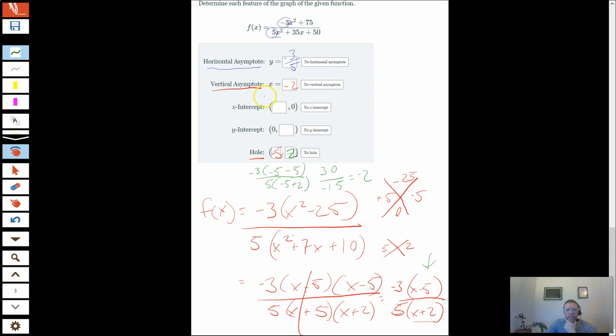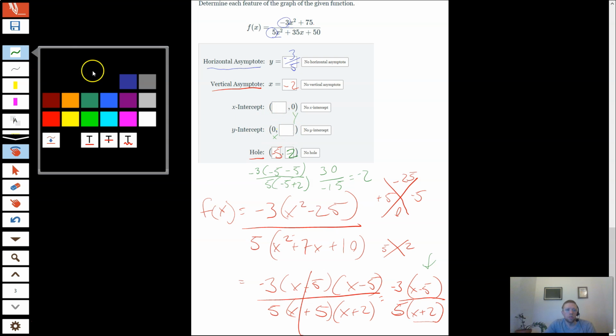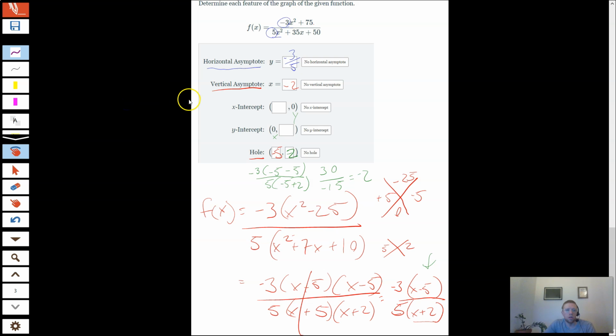And then the last two things are things you've known about since 8th grade probably, x-intercept and y-intercept. And even it gives you a hint here. So x-intercept is where y is equal to 0, y-intercept is where x is equal to 0. So we'll start with the y-intercept. That one's a little bit easier. For the y-intercept, I'm just going to plug in 0.